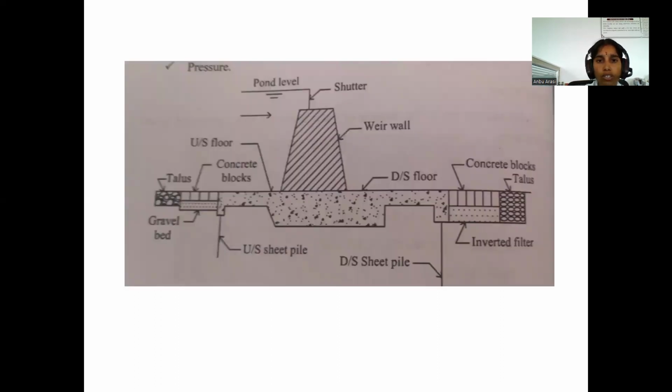This is the cross section of the weir. This is the shutter. This is the weir wall. This is the downstream side floor level. This is the upstream side floor level. Here we provide concrete blocks for stability, to balance the strength of the wall. Here are the concrete blocks and the inverted filter. Here we provide the upstream side pile. Here is the downstream side pile.